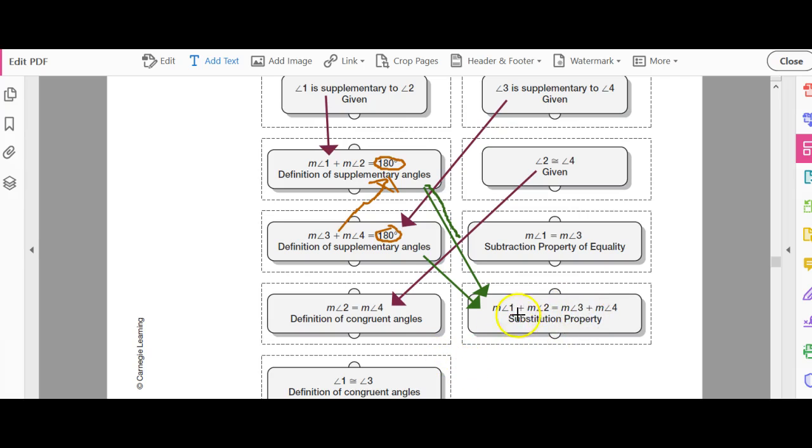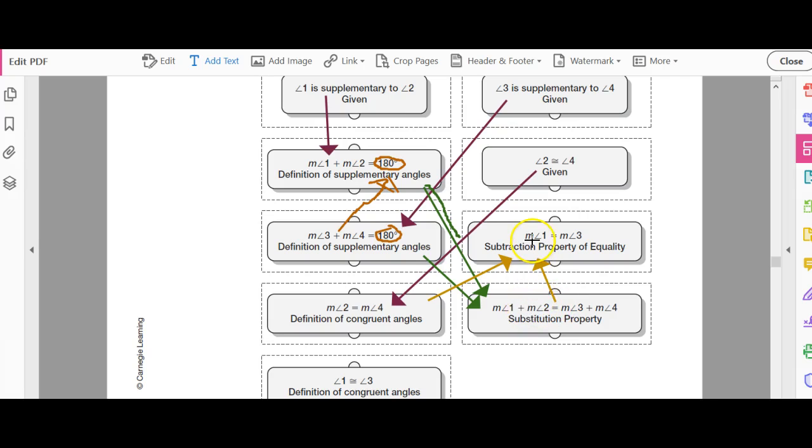And now if I know this is true and I know this is true here, I'm going to switch colors one more time. Sorry. Let me go with this golden color here. Because this is true and this is true, look what it says. It says the subtraction property.